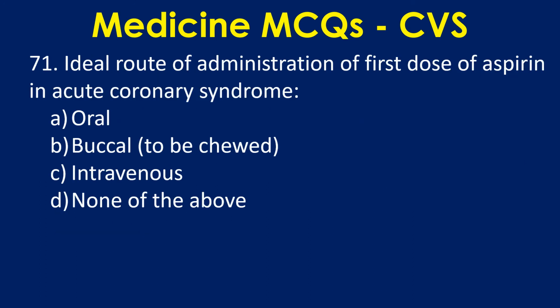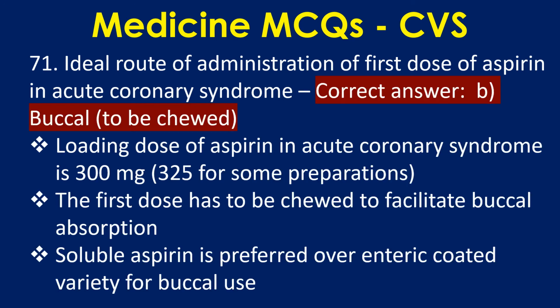Ideal route of administration of first dose of aspirin in acute coronary syndrome. A. Oral, B. Buccal to be chewed, C. Intravenous, D. None of the above. Correct answer B. Buccal to be chewed. Loading dose of aspirin in acute coronary syndrome is 300 mg, 325 mg for some preparations. The first dose has to be chewed to facilitate buccal absorption.